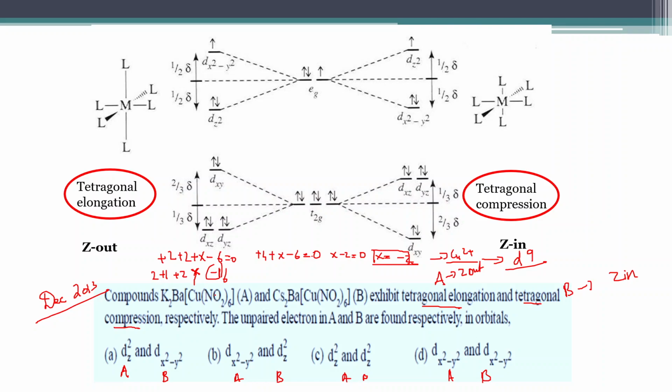We know the first, A, is a D9 system, and when it comes to B, it is the same method, because cesium has a +1 charge and the barium has a +2 charge. So the same equation we will get, copper +2, that is also a D9 system. So what we have to do is just arrange the electrons in this manner. So we can see the figure here.